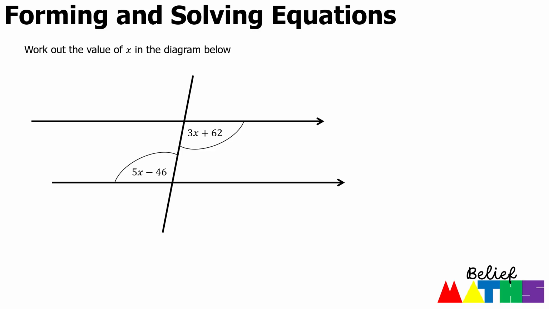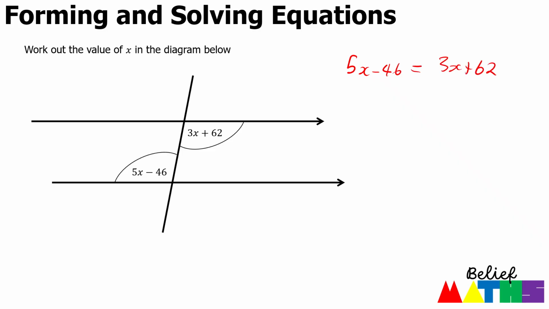Now forming and solving equations can also be another way, and there's lots of different ways that this can appear. This is just another example. It says work out the value of x. It's also assessing your knowledge of angles and parallel lines. In this case, they're alternate angles, which means they're equal. So therefore we can just say that each of those angles is equal to one another.